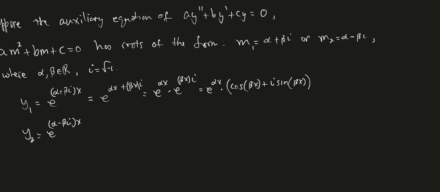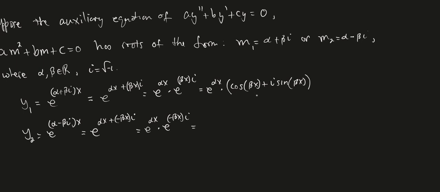If we do the same thing here, the only thing that's different is that there's a negative in front of the beta. So I can look at this and just write down e to the alpha x, plus negative beta xi. Wherever there's a beta, just put a negative in front of it, because that's the only difference between these two roots. The coefficient of i here is beta. The coefficient of i here is negative beta. So this will be e to the alpha x times e to the negative beta xi.